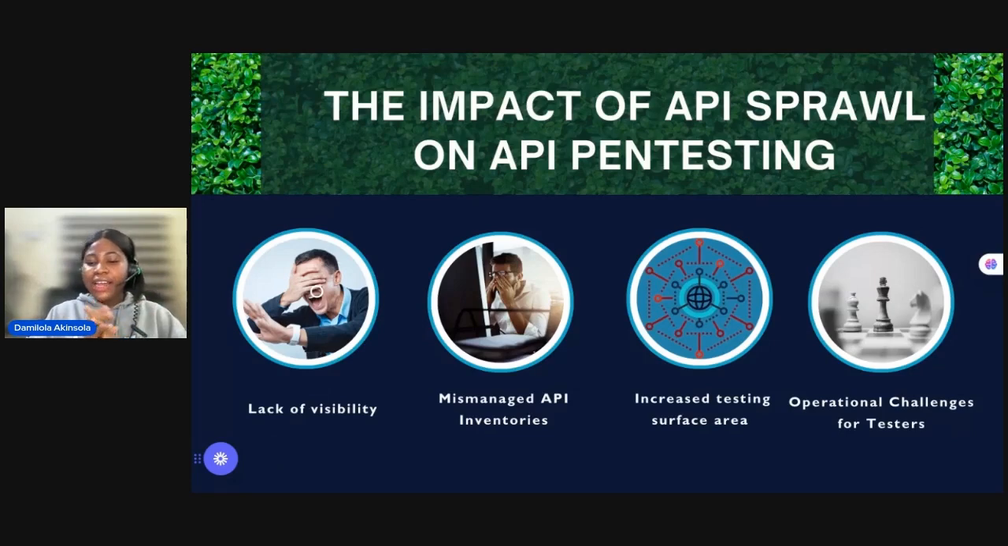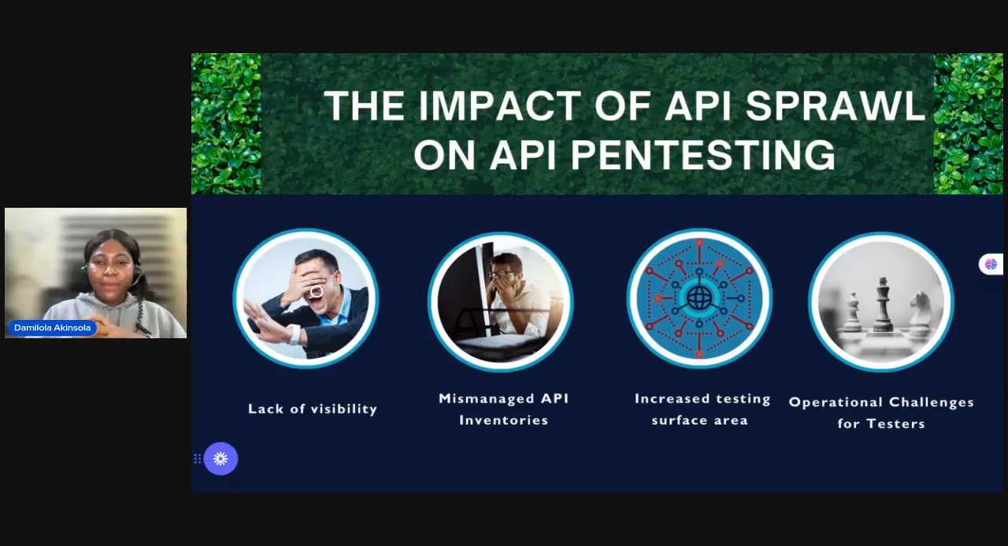Now, operational challenges for pen testers. I'm looking at these from the perspective of a pen tester, because it's really one of the things that gets under your skin. It's frustrating, emotionally draining. It's really, really annoying, right? Because you could have an API list given to you, and they could have sworn that that's everything.